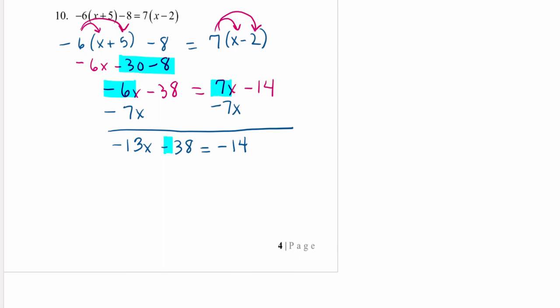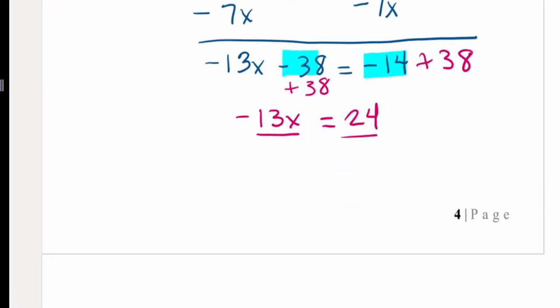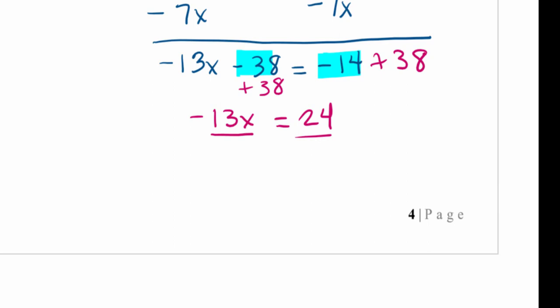And now we're going to get these two constants together. So now we will add 38 to both sides. I'm going to add a 38. Oh, let me put it here. So I get -13x, and then I have a +38 with a -14, which gives me a 24. This is looking ugly again, isn't it? Okay, and now we're going to divide both sides by -13. And so our answer is x equals -24/13. And that looks pretty ugly.